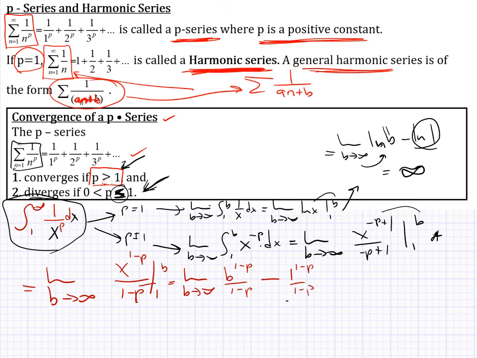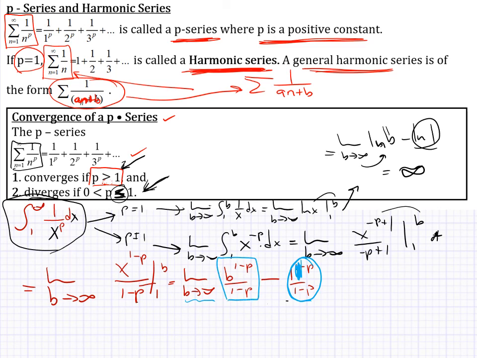Well, think about this: 1 to the 1 minus p. p is a constant, so no matter what p is, this is always going to be 1. So this thing right here is 1 no matter what. So this is 1 over 1 minus p. That doesn't have any b's in it, so this limit's not going to affect that whatsoever. And that's just going to be some constant dependent on p. Now the problem is here.